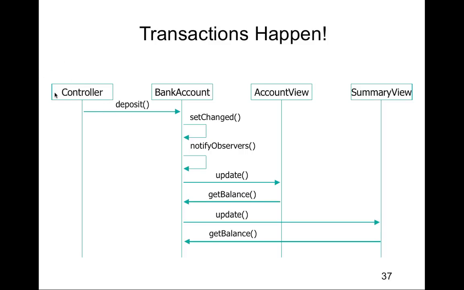When you click something on the view, you're going to get the controller. The controller is going to say, hey, deposit into the bank account. And then the bank account is going to set a change. A deposit was made. It has to update the view. It's going to update the summary view eventually. But it's going to notify the observer. The observer is going to do the update on the account view and go back to the balance, and then update the summary view, go back and get the balance. Basically the observer is coming in and saying, okay, let me keep track of all the views that need to be updated and all the information that needs to be communicated to.